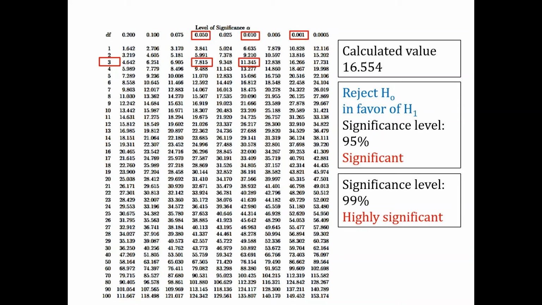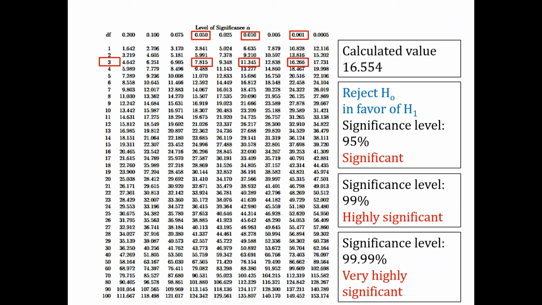And then we see the next level, which is 0.001, and here we see 16.266, and this value, although it is very close to 16.554, is still less than 16.554. So this again emphasizes that you have to take the maximum number of digits after the decimal point that you can, so that you can have an accurate result. So 16.554 is greater than 16.266, so we are going to say that our result is very highly significant.